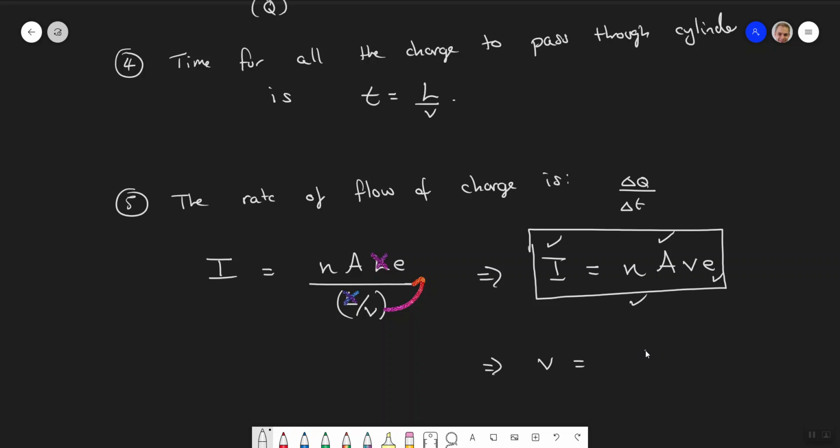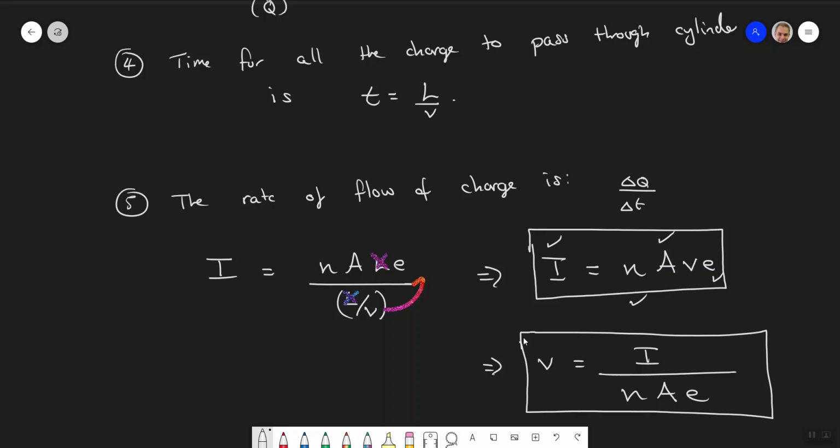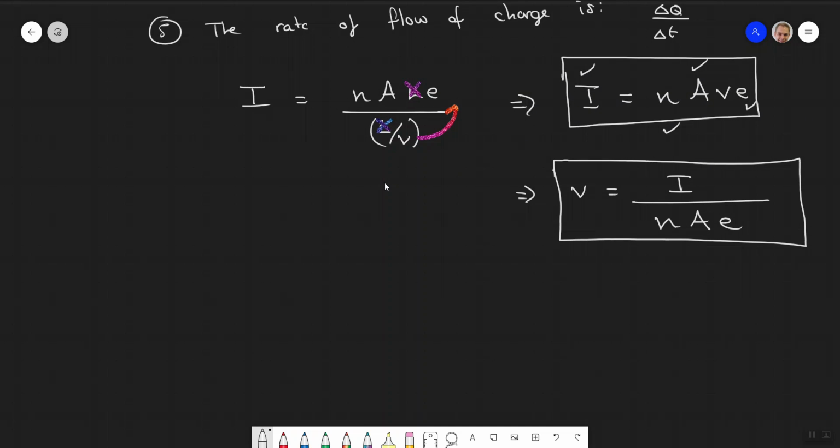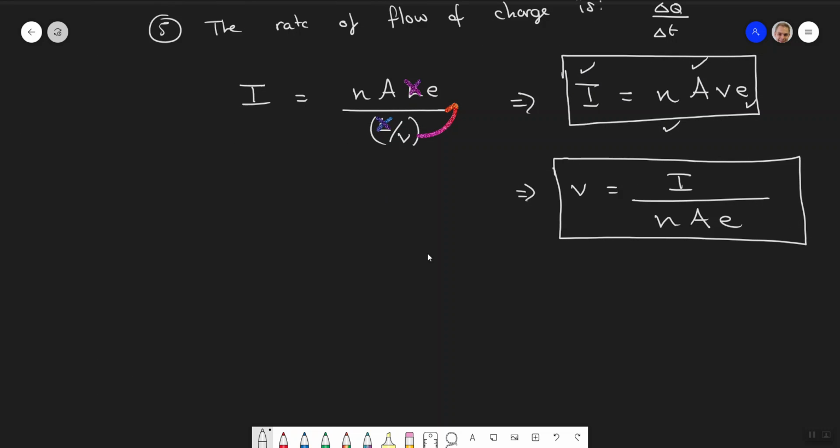v will equal the current that we measure divided by nAe. That is the thing that allows us to work out the drift velocity of an electron in a wire of a certain current. And it should make sense: the faster it's moving, the bigger the current's going to be. That should hopefully make sense as a concept.